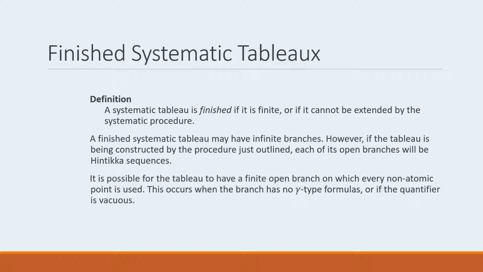It's also possible for the tableau to have a finite open branch on which every non-atomic point is used. This could occur if the branch has no gamma-type formulas, or if the quantifier of the gamma formula is vacuous, such as in the statement, for all x, 3 is less than 4. Well, that statement's the same whether x equals 1, x equals 2, or x equals 10 billion. So that quantifier doesn't make a difference to this statement.